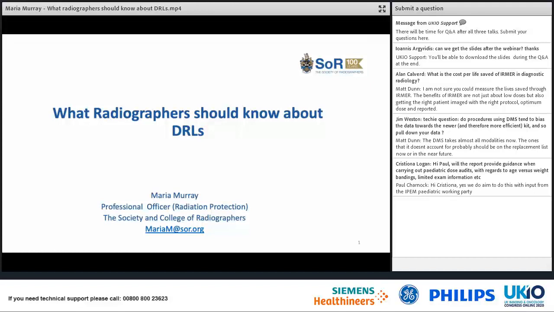I'm assuming that all of you radiographers will know that there has been the EU Basic Safety Standards Directive, and that this was transposed into IRMER in the United Kingdom, and that you have a general knowledge about IRMER within the United Kingdom. I have no conflicts of interest to declare.